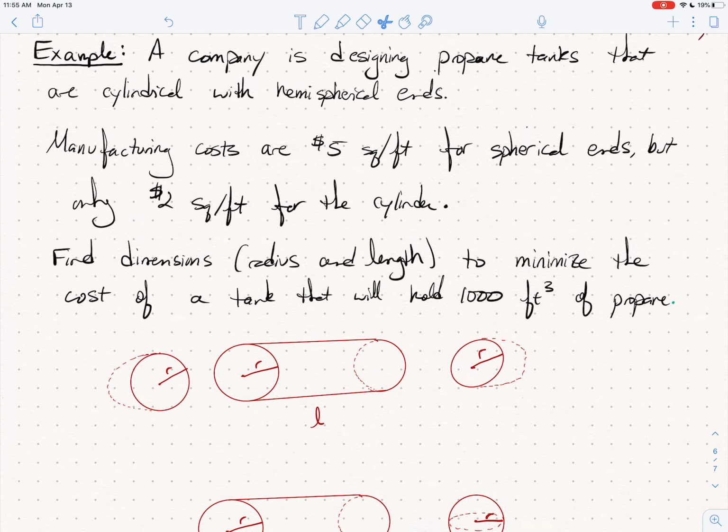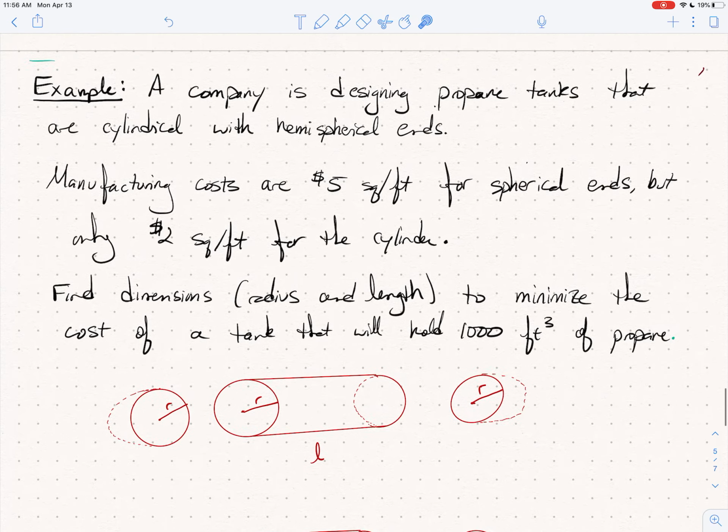I think it's accurate that the spherical ends are going to cost more than the cylinder in the middle. I doubt these numbers are accurate, though I don't know what it would really cost. But the point is, we'll work with $5 a square foot and $2 a square foot, and you can easily substitute in the actual numbers. The technique is exactly the same. So we want to find the dimensions, and for us, dimensions is going to be radius and length that will minimize the cost of a tank that will hold exactly 1,000 cubic feet of propane.